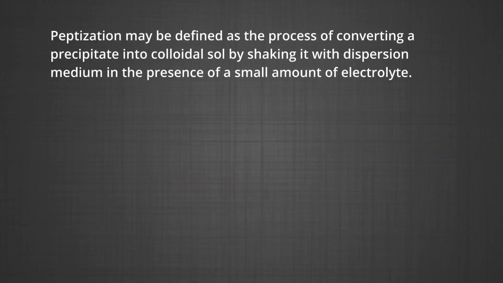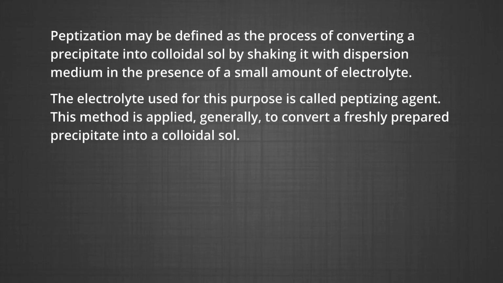Peptization. Peptization may be defined as the process of converting a precipitate into a colloidal sol by shaking it with dispersion medium in the presence of a small amount of electrolyte. The electrolyte used for this purpose is called peptizing agent. This method is applied generally to convert a freshly prepared precipitate into a colloidal sol. During peptization, the precipitate absorbs one of the ions of the electrolyte on its surface. This causes the development of positive or negative charge on the precipitate.